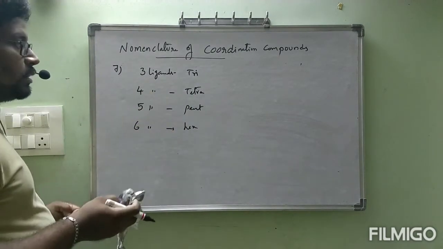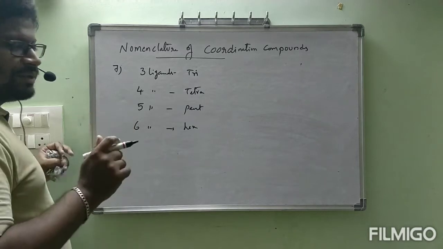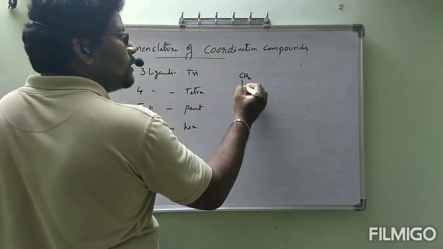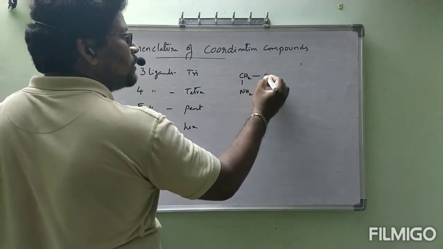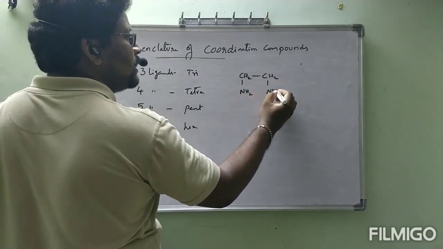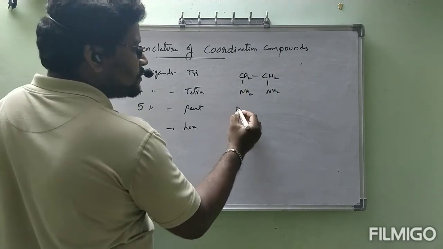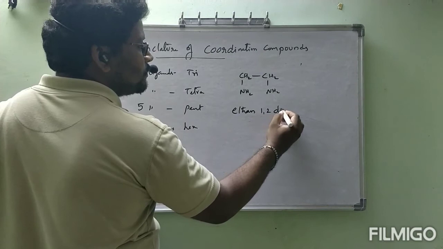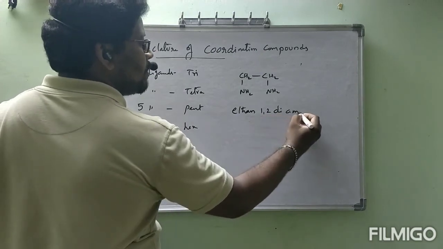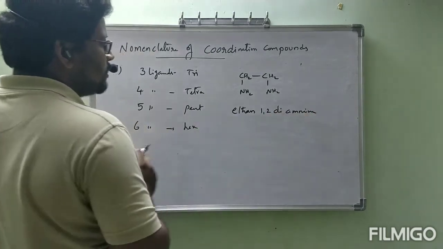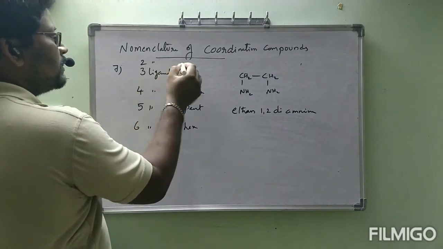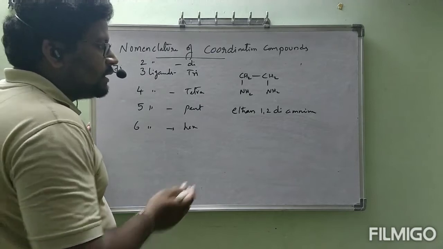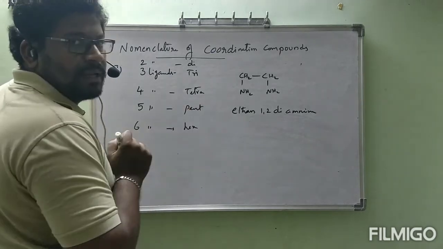But some ligands are there, see ma, CH2, NH2, CH2, NH2. What is the name of this compound? Ethane-1,2-diamine. Okay, 2 ligands are there. We will use di. Okay, now what is the problem here?